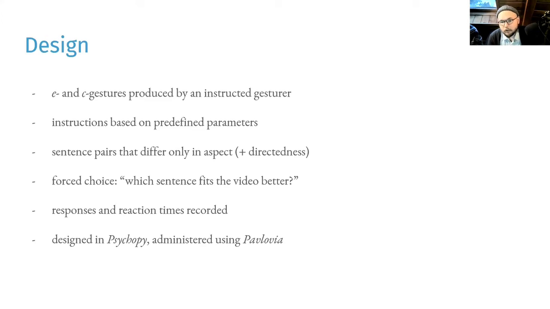The participants saw videos with either ended or continuous gestures that were followed by pairs of sentences that differed only in aspect, and in some cases in directedness as well. The experiment was designed in PsychoPy, and it was administered online at Pavlovia, which is a free platform for running behavioral studies, a greatly valuable project, especially in times like these. So a huge thanks to the people who run this.